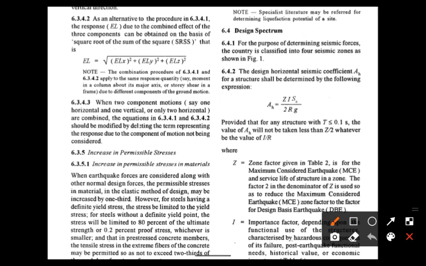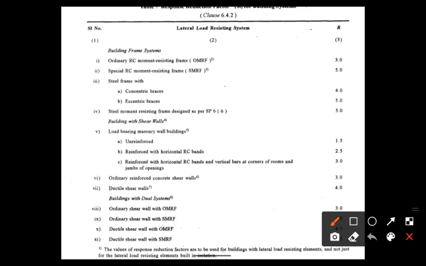After calculating all the important parameters, the last parameter that is left is R. To find R, the value of response reduction factor for special moment resisting frame, we generally consider as 5. This value you can find in Table number 7 as per clause 6.4.2.